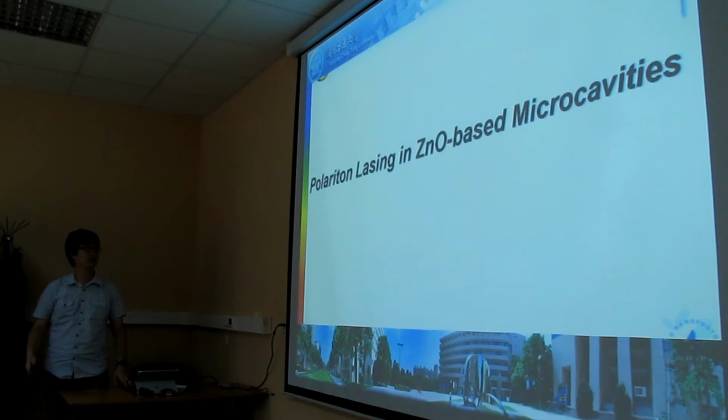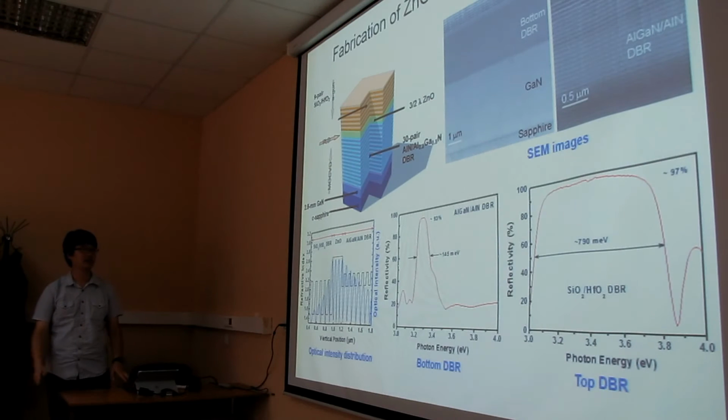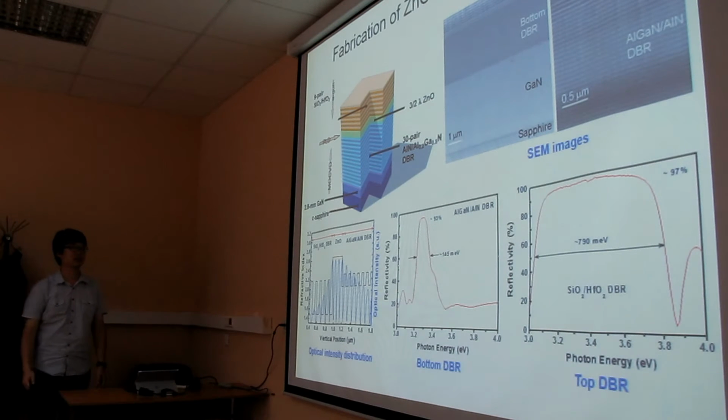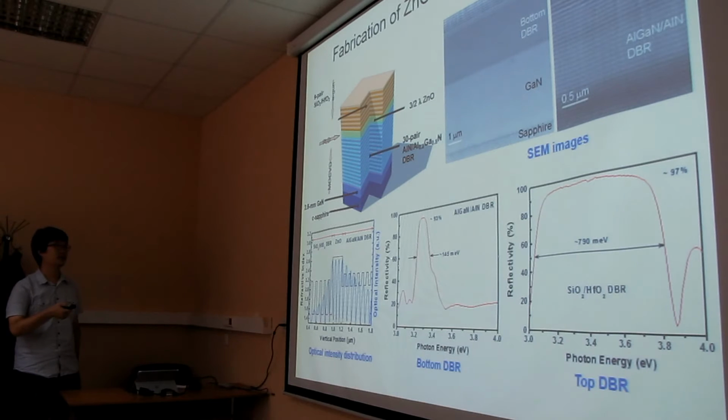So I'm here to talk about the polariton lasing in the zinc oxide-based microcavity. And this is our microcavity structure. We use MOCVD to grow the aluminum nitride DBR, and then use PLD to grow zinc oxide as our cavity layer. Finally, we deposit the silicon oxide and hafnium oxide DBR as our top DBR. As you can see, here's our SEM image.